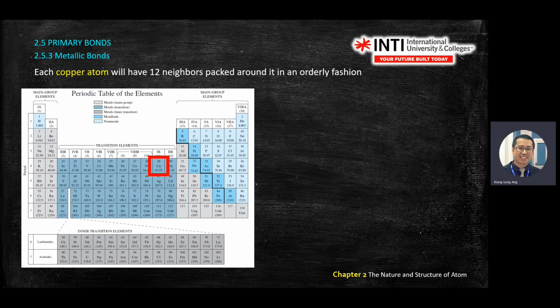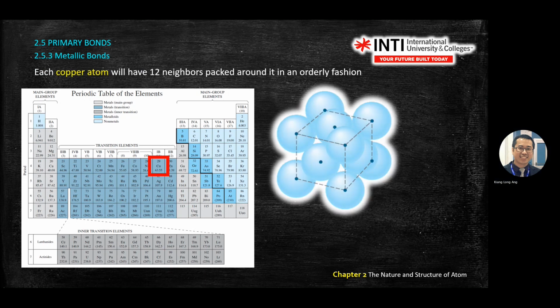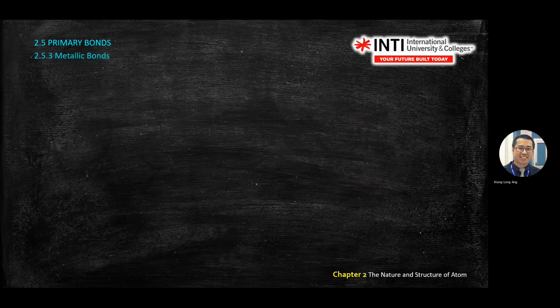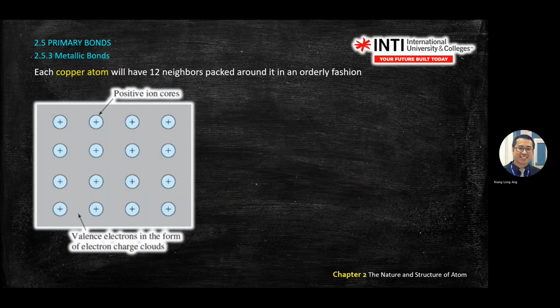So let's say copper. In chapter 3, you'll see something like this. We'll go deep into this structure, but in this case, we just focus on the type of bonding. So for metallic bonding, we choose copper. Copper has a 12-neighbor packing in this one. Later we will study how to draw this diagram.